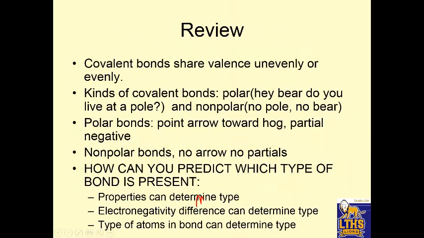Prefix, IDE at the end. All right, so just to review. Covalent bonds share valence electrons. Unevenly is polar. Evenly is nonpolar. Kinds of covalent bonds: polar, nonpolar. Polar bonds: point the arrow towards the more electronegative atom. Partial negative, partial positive. Nonpolar bonds: no arrows because there are no partials.